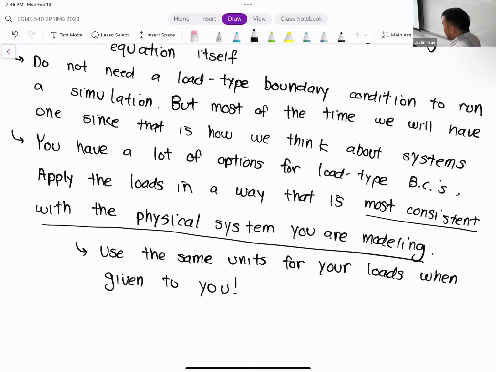All right, and so that's our two types of boundary conditions. So we have constraint type boundary conditions, and we have load types. Okay, so now that we have a better understanding of what those two are and what effects they have on our solution, what I wanted to end with today is some practical considerations or practical advice that you can follow when you're applying your boundary conditions. Okay?